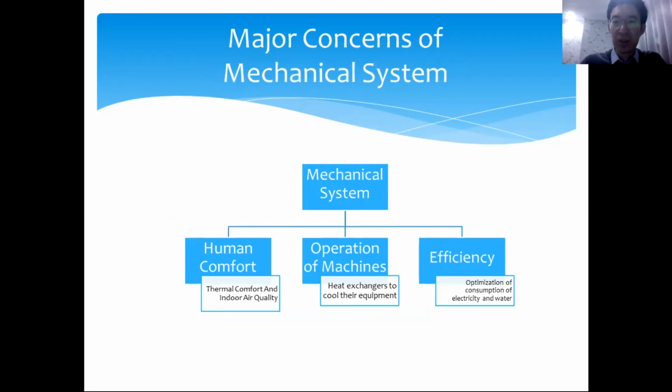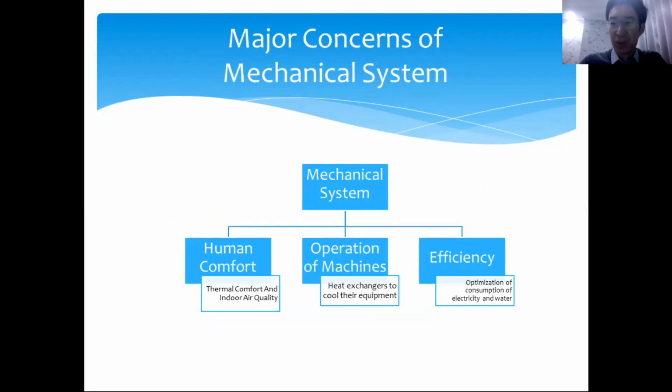So the major concerns of mechanical systems are human comfort, which includes thermal comfort and indoor air quality. So air should be clean. They can use, for example, air purification systems, etc. Operation of machines. Different machines need to be cooled. They have coolers, and basically it is all about heat exchange to cool the equipment.